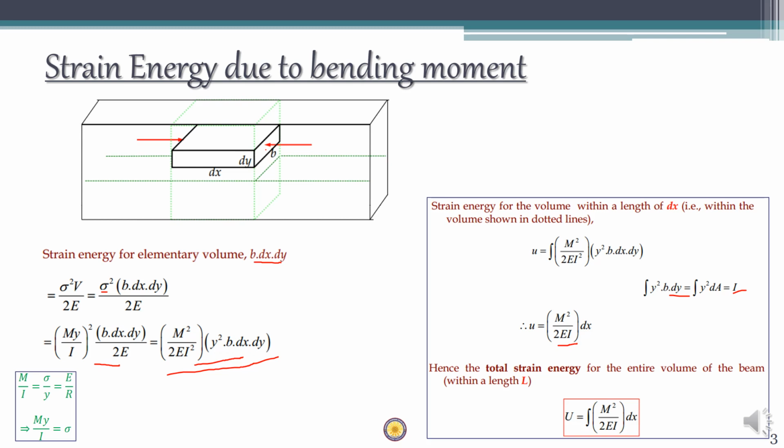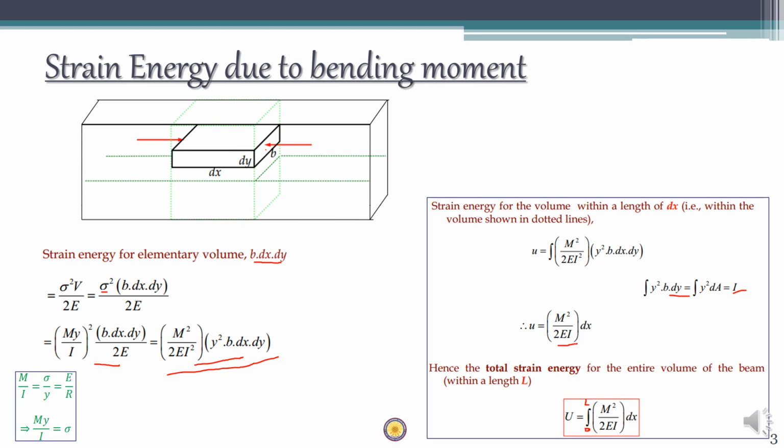Now if you integrate this strain energy along the length x, you will get the total strain energy for the entire volume of the beam, right? If you integrate along the x, you have to integrate from 0 to L of M square by 2EI dx. So this will be the final expression for the total strain energy, and this limit will be 0 to L. Fine. So that's it. This is how you will calculate the strain energy due to bending moment.